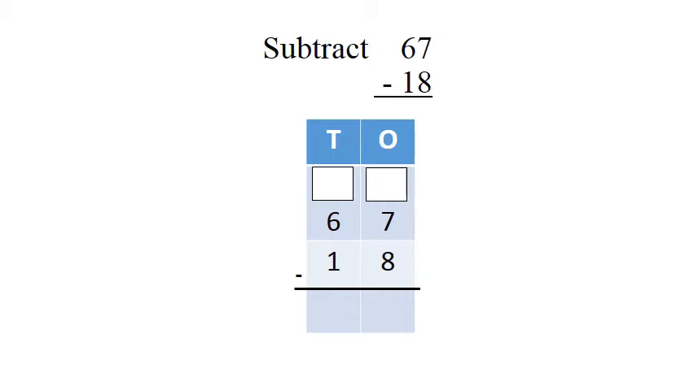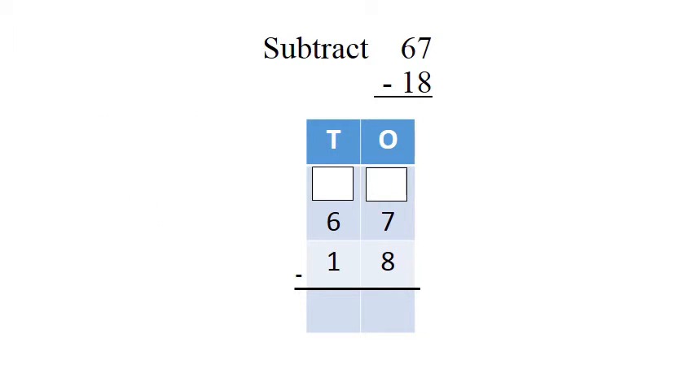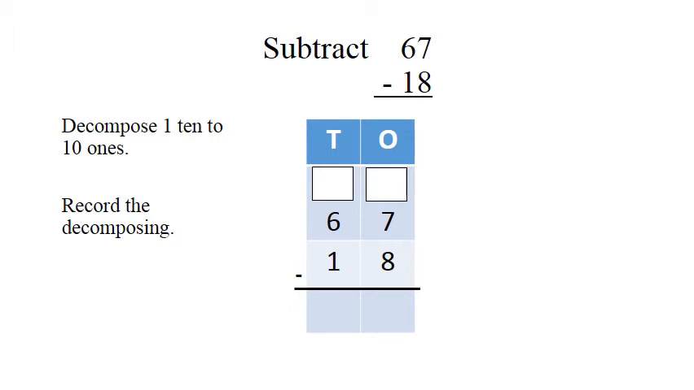The first thing I'm going to do is look at the ones place. I always start with my ones and I'm going to think, are there enough ones to subtract? Remember, I have the number that is on top, so I have 67. Therefore, I have 7 ones. I do not have enough to take away 8 ones, so therefore, I'm going to have to break down or decompose 1 ten to 10 ones.